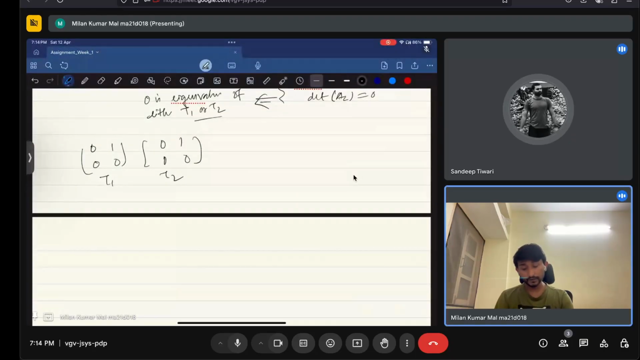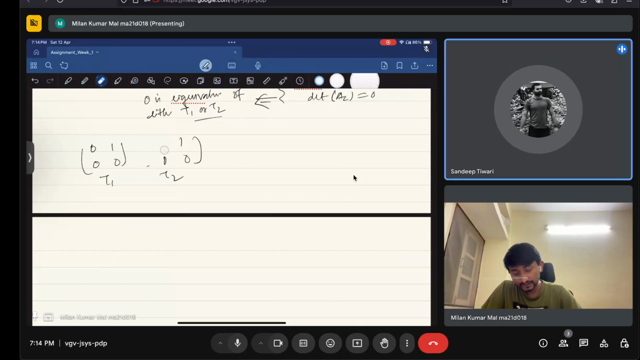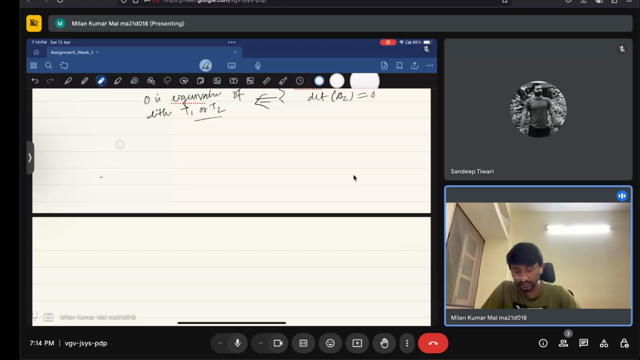It will not work. Basically, both are the same, and we want to show that there does not exist such a vector. So I should not take the same one. Obviously if they are the same, then I will not be able to get it.